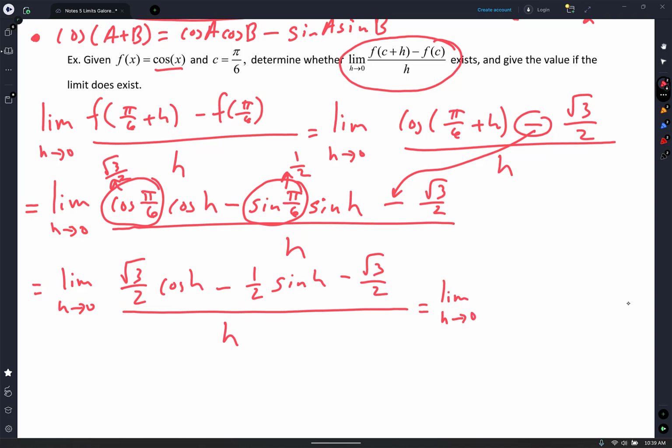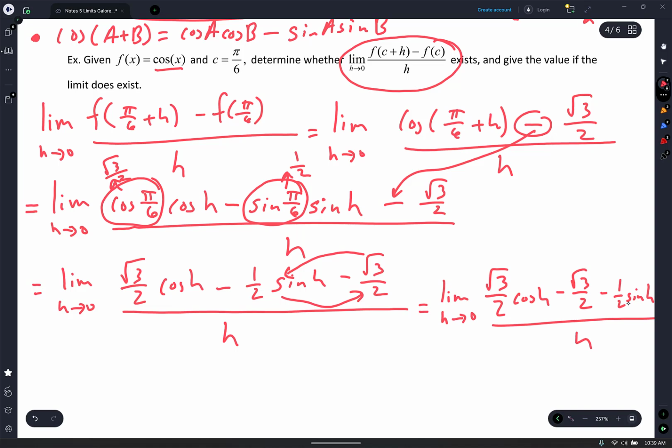Limit as h approaches 0. All I'm going to do is, and by the way, there's no equal sign, so I'm just moving this way and this way. You don't change the signs because there's no equal signs. I'm just putting them in different locations. I'm just sliding them. Square root of 3 over 2, cosine h, minus square root of 3 over 2, minus 1/2 sine h. All this is over h.